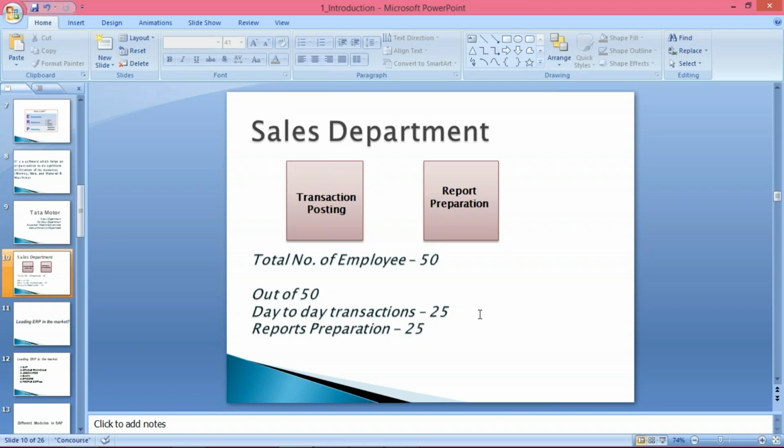Let's suppose, as I said, I'm talking about 40-50 years back, when computers are not there, ERP is not there, software is not there. Then how are these people going to manage? Then they have to maintain the sales register.